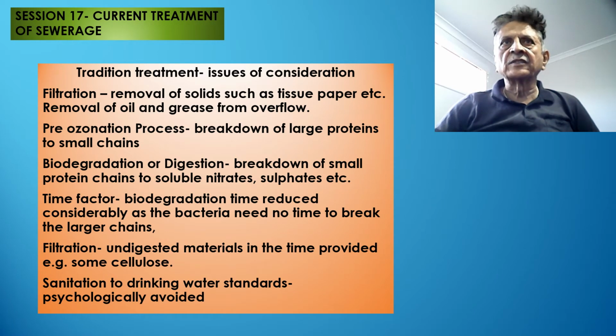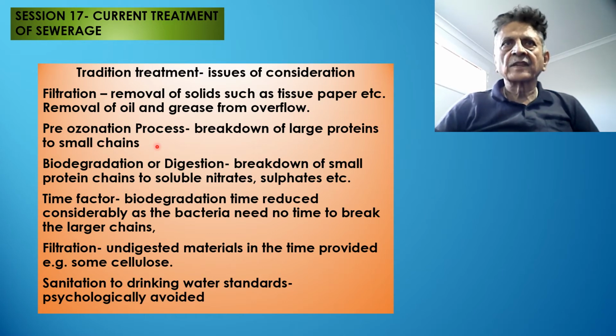The treatment system is very similar to that of the previous traditional system, except there will be an introduction of ozone in certain categories. The first process is the filtration, that is using the sieve or skimmers to remove the solids, tissue paper. Any oil or grease that might be there can also be removed through an overflow, so that only the protein suspended fecal matter will be directed to the next stage. The next stage is the pre-ozonation process. This is where ozone will be introduced, and the purpose of that ozone is to break down the large proteins to small chains.